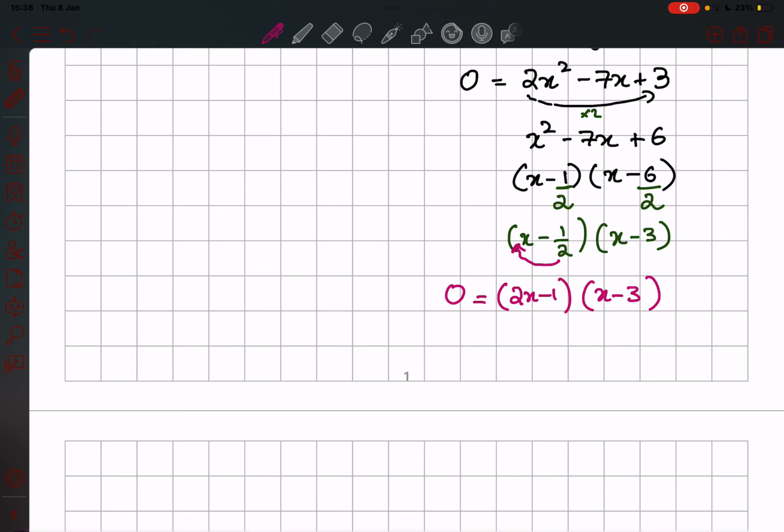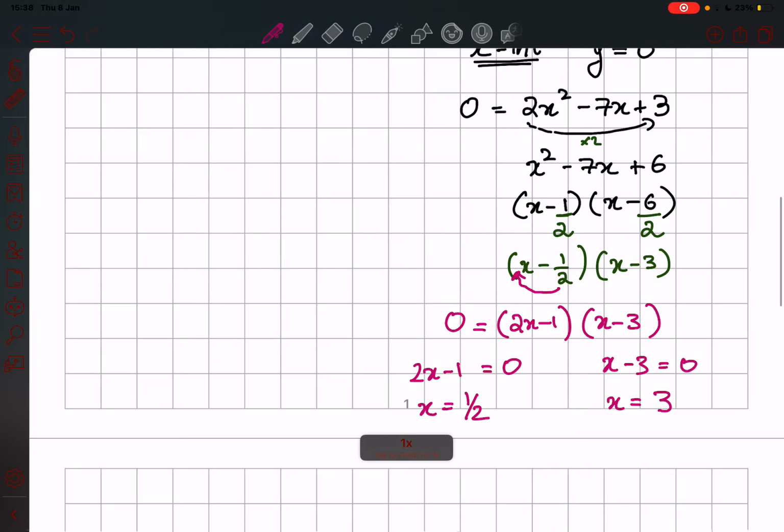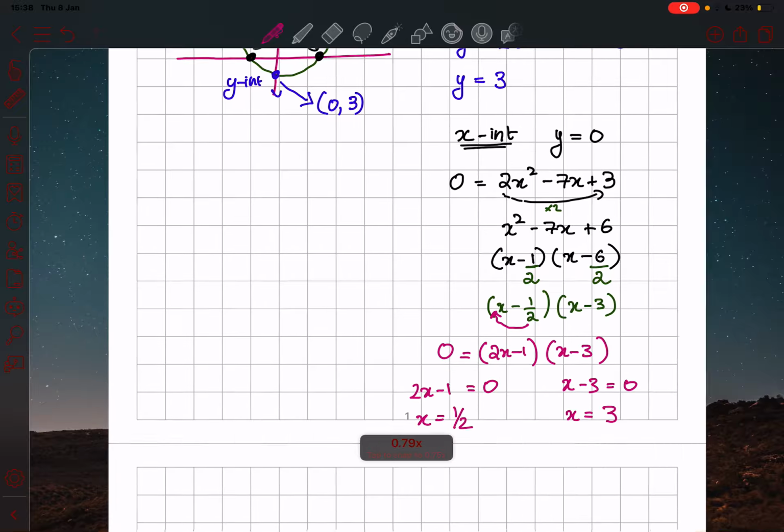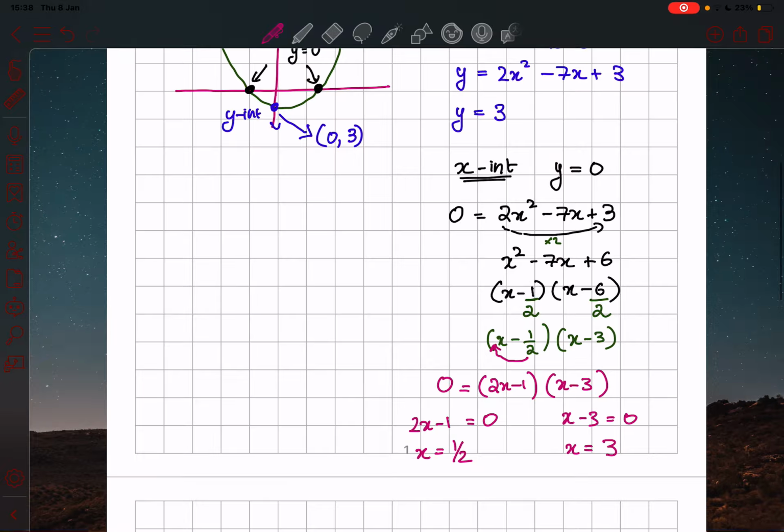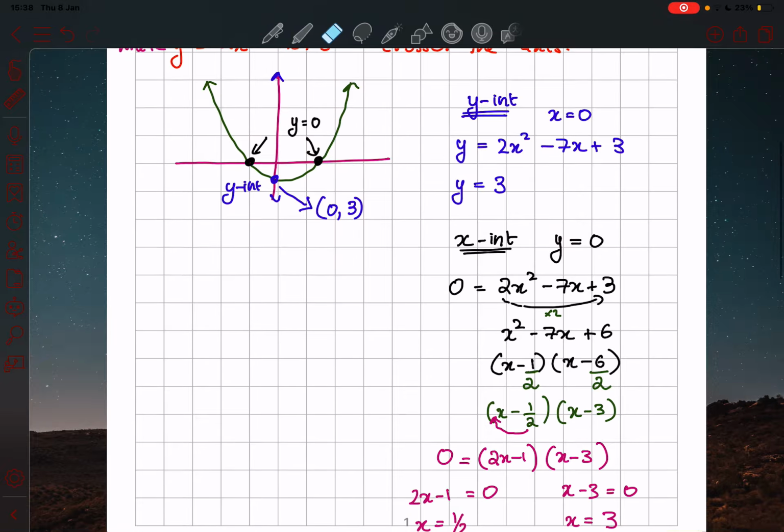So that would mean either 2x minus 1 is equal to 0. If 2x minus 1 is equal to 0, x is equal to a half. Or x minus 3 is equal to 0. That means x is equal to positive 3. So the curve intersects the x-axis at 2 points. So it's slightly different to the curve that we have drawn.